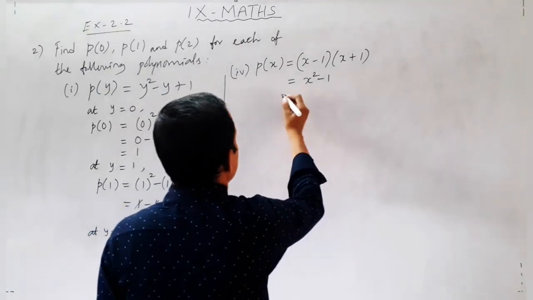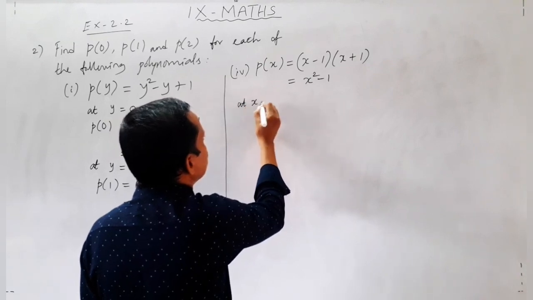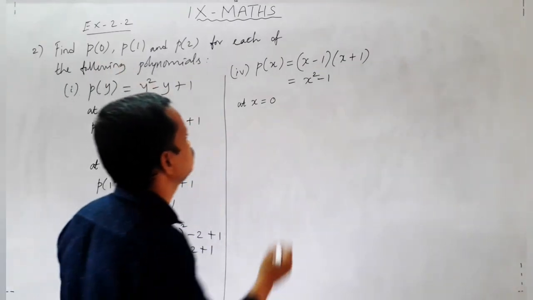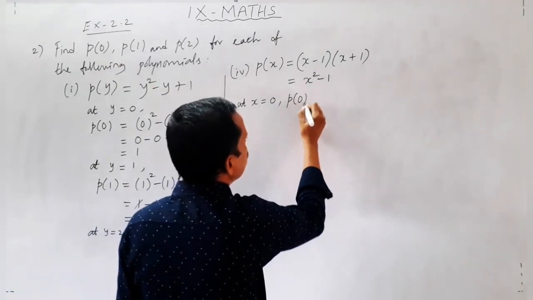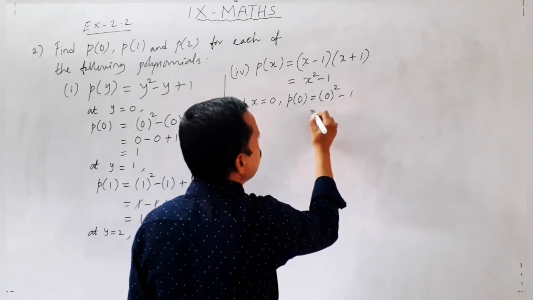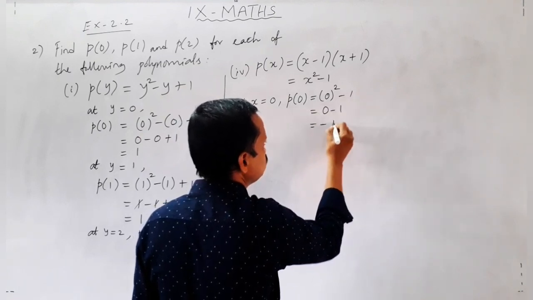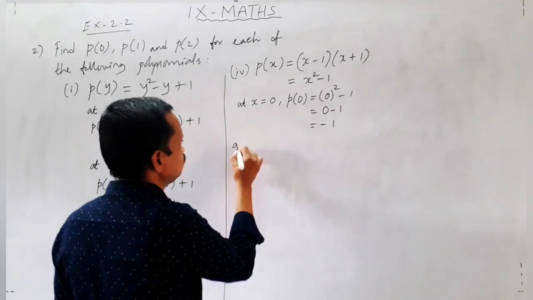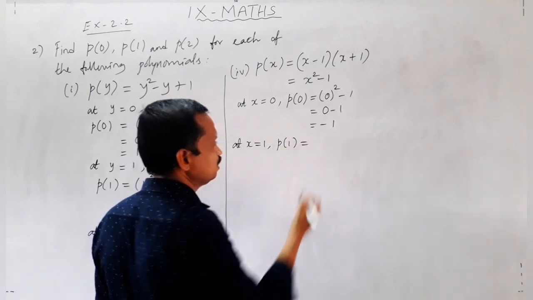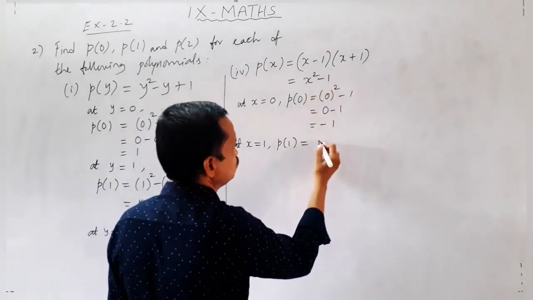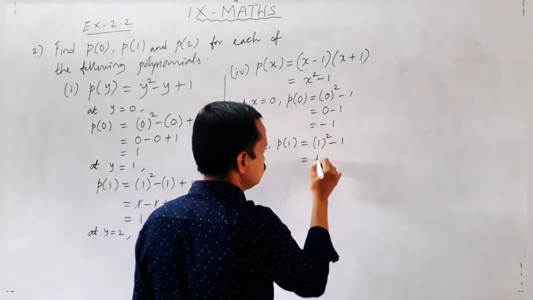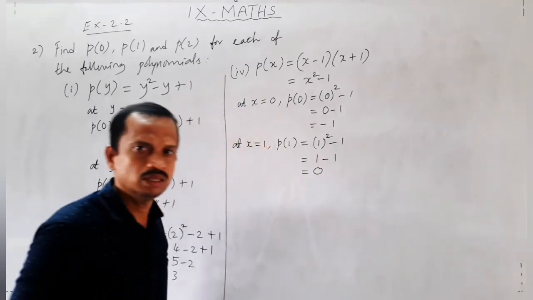Okay. And then at x equal to first 0 you have to find. Right? First 0, p of 0. So at x equal to 0, p of 0 is equal to, what happened? X square means 0 square minus 1. This is nothing but 0 minus 1 equal to minus 1. Clear? At x equal to 1. What happens? P of 1 equal to x square minus 1. So instead of x put 1, so 1 square minus 1. 1 square is 1 and then minus 1. This is nothing but 0.